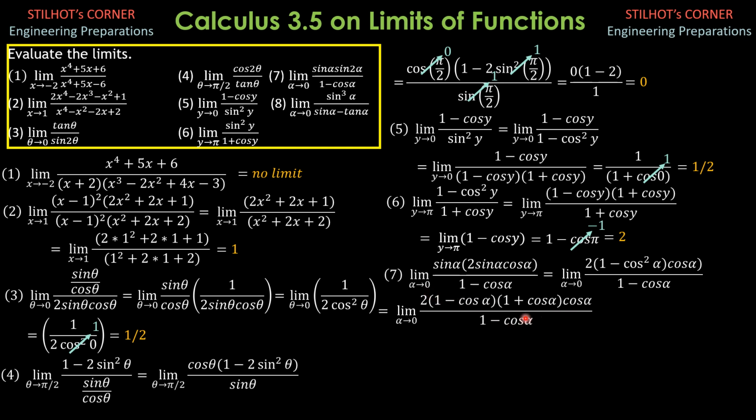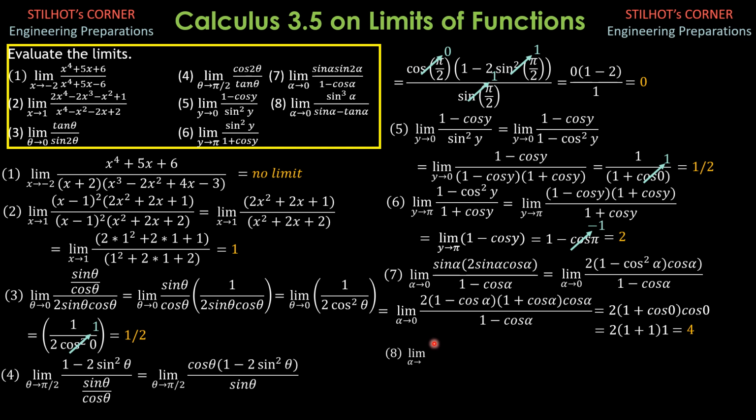We can cancel 1 minus cosine alpha. So the expression is now free of denominator. So it is now safe to substitute alpha. So this is now equal to 2 times quantity 1 plus cosine of 0 times quantity cosine of 0. Cosine of 0 is 1, cosine of 0 is 1. So that would be 2 times 1 plus 1 times 1. So 2 times 2 is 4. So therefore, the limit is equal to 4.